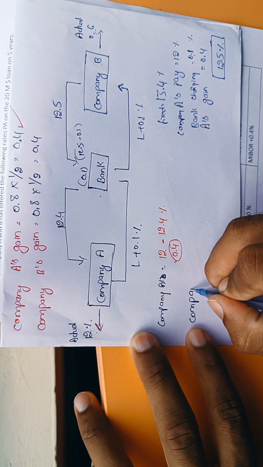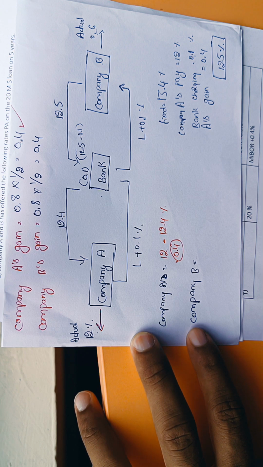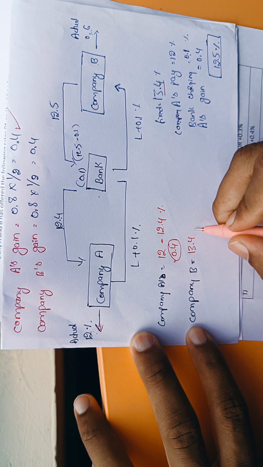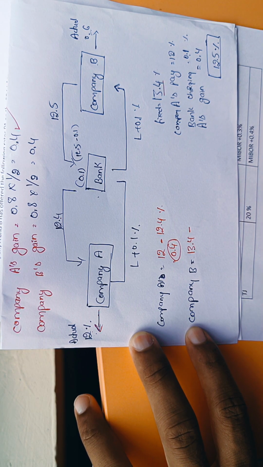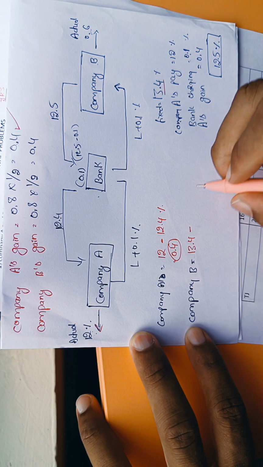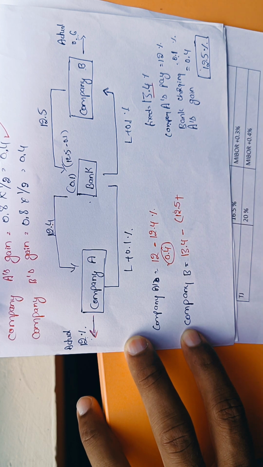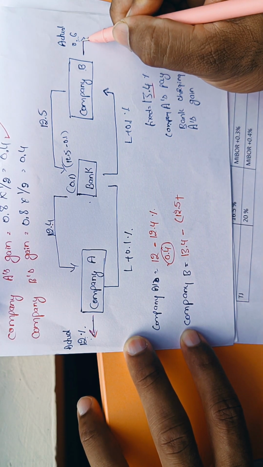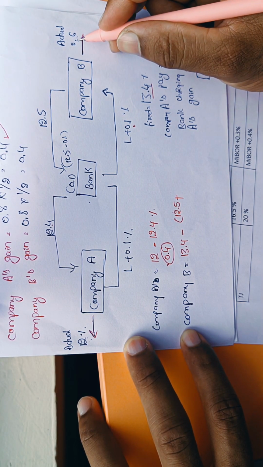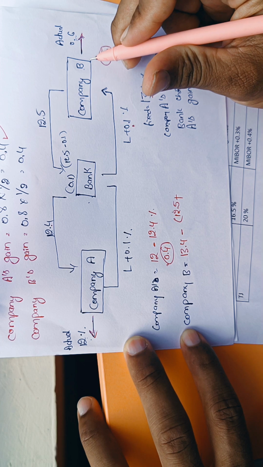Come to company B. Calculate. Company B wanted to pay 13.4. But how much is it paying? That is, the company is paying 12.5 plus one more rate is there. What is the one more rate? Company B is giving out 0.6, receiving only 0.1. The difference is 0.5. Is it? This is also a loss for company B.